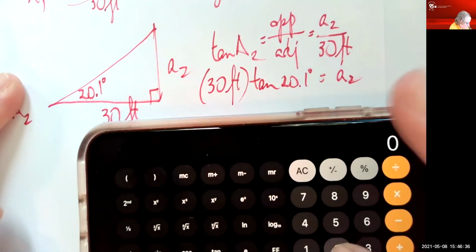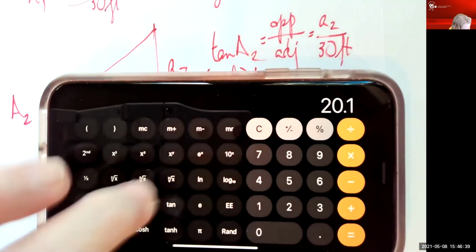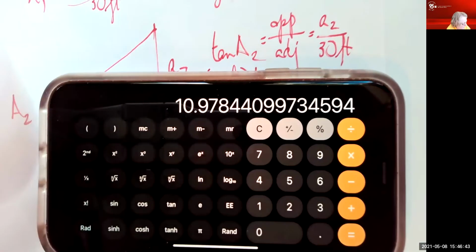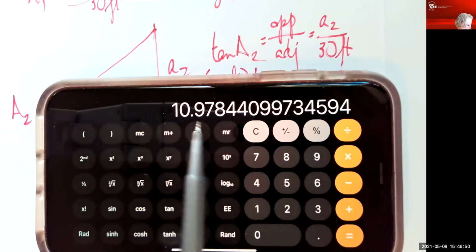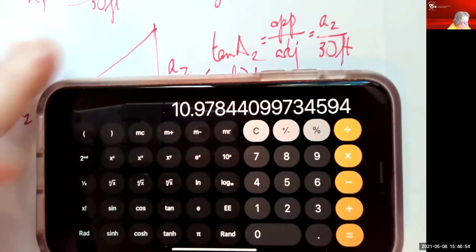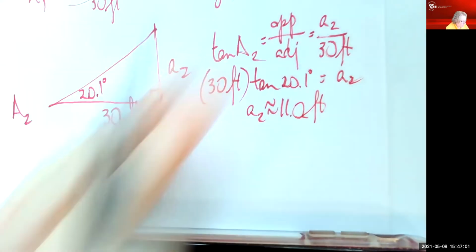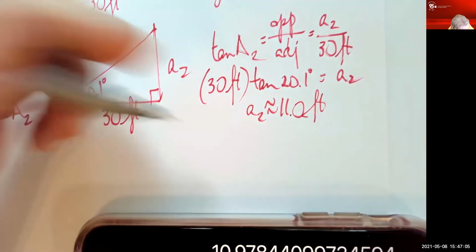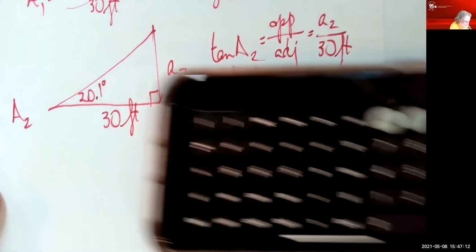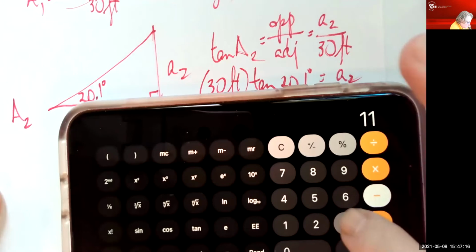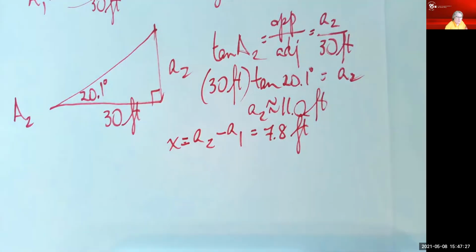A2 will be the tangent of 20.1 degrees times 30 feet, which will be 10.978, but we're rounding to one decimal place, so we round up to 11.0. And the height that we're trying to find is the difference of A1 and A2. So 11 minus 3.2, 7.8. So the window is about 7.8 feet tall.